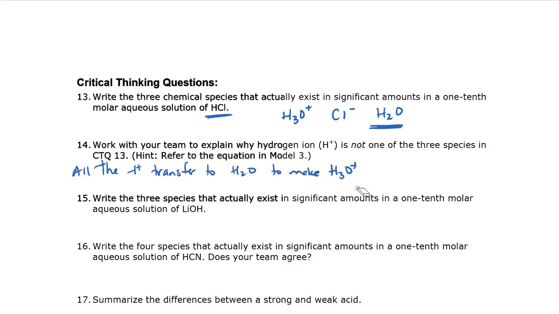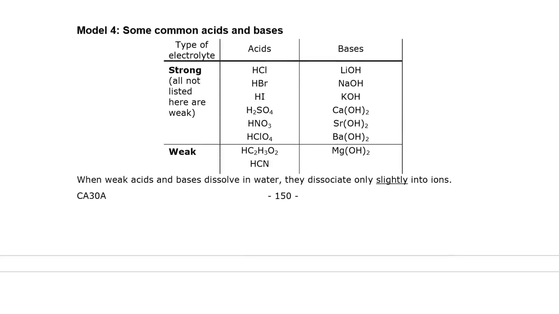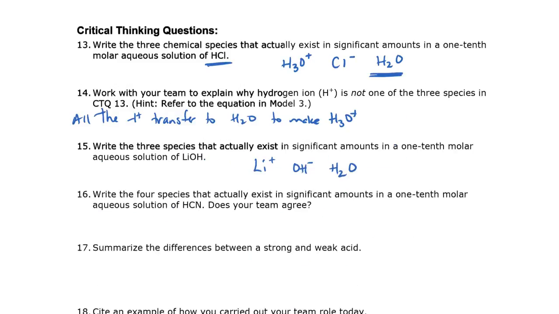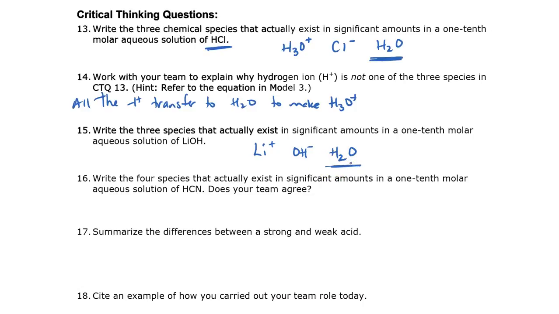All right, so now let's do this for bases. Write the 3 species that actually exist in significant amounts in a 1/10 molar aqueous solution of lithium hydroxide. Pause now. Did you get these? Now, lithium hydroxide is a strong base. It's also an ionic compound, and it actually does just split up into lithium ions and hydroxide ions. But then there's still water left over, the obvious but maybe not so obvious one.